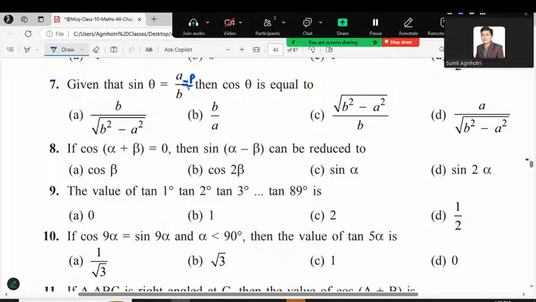It's simply P by H, isn't it? That's why B you can determine using root H square minus A square. Now cos theta is B over H. That means root B square minus A square over B. Is it option C that you got? Have you got the same answer? Now you can tell me when your angle is 0.